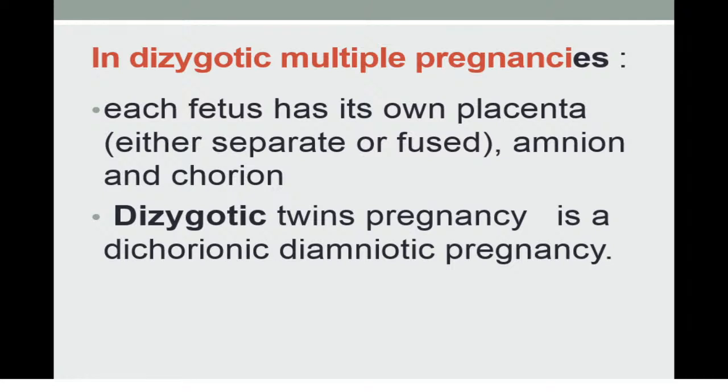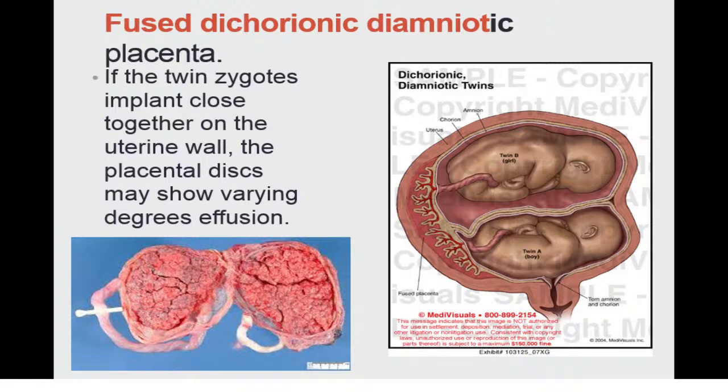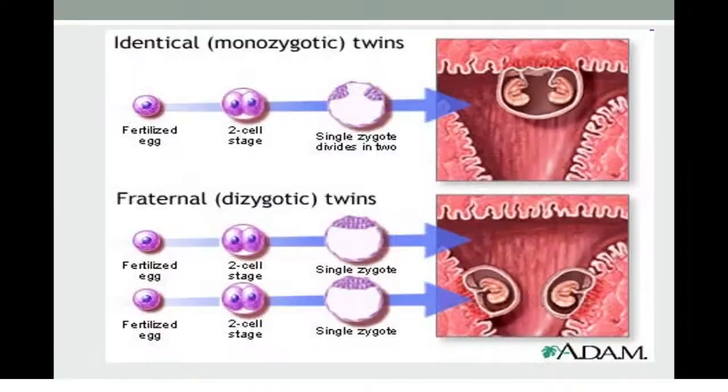Dizygotic twin pregnancy is a dichorionic, diamniotic pregnancy. Dizygotic twin pregnancy is shown here. Dichorionic, diamniotic placenta. If the twin zygotes implant close together on the uterine wall, the placental disc may show varying degrees of fusion, and sometimes it may look like a single placenta for two twins, but histological, biochemical, and genetic examination will show exactly what the origin is.